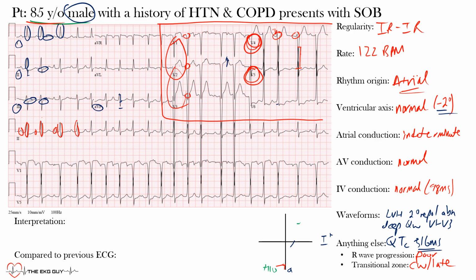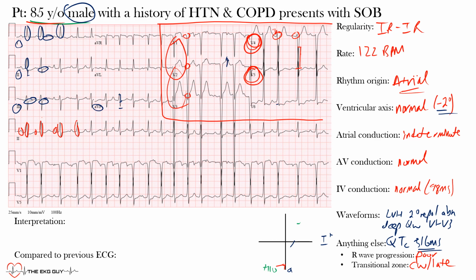Now, one thing to keep in mind with R-wave progression and transitional zone, these last two things, is that they're highly dependent on lead placement, which is certainly an imperfect science and technician dependent. So be careful how much you put into those things. Make sure the leads are placed properly.